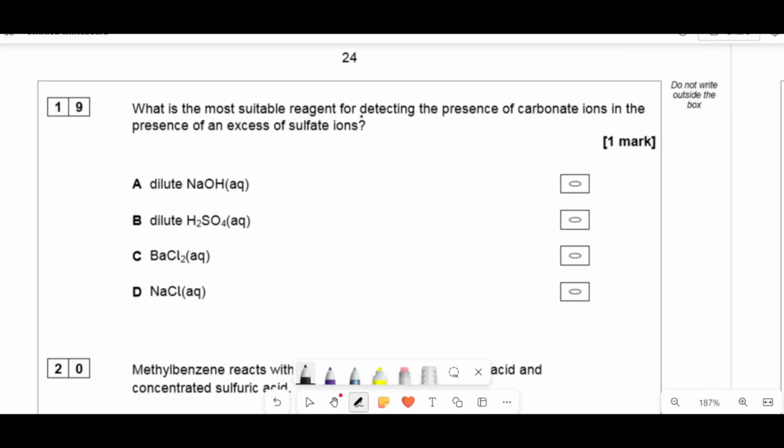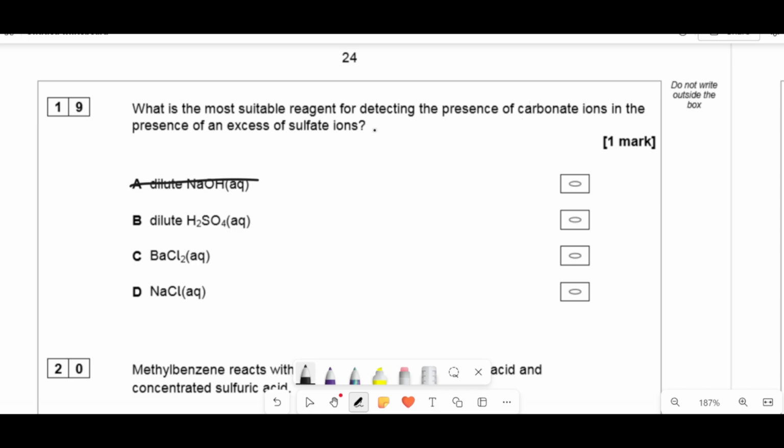Now it says, what's the most suitable reagent for detecting the presence of carbonate ions in the presence of an excess of sulfate ions? What we want to do is eliminate carbonate ions, and they've already got loads of sulfate ions. So the thing we're going to do here is add a strong acid, and it will obliterate those, right? If you look at NaOH, that's basic, and the carbonate ion can act as a base as well, so it's not really going to do anything, that's out.